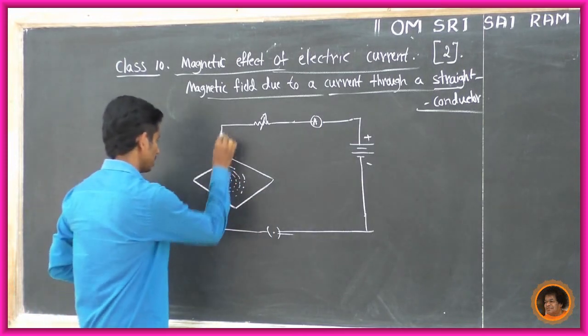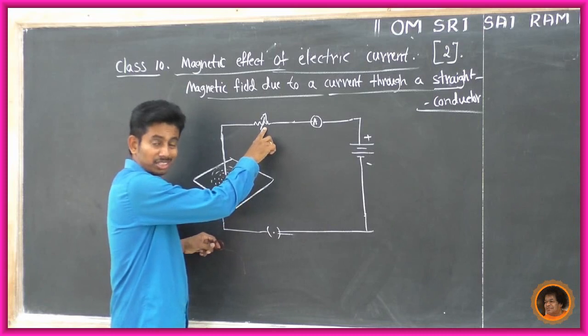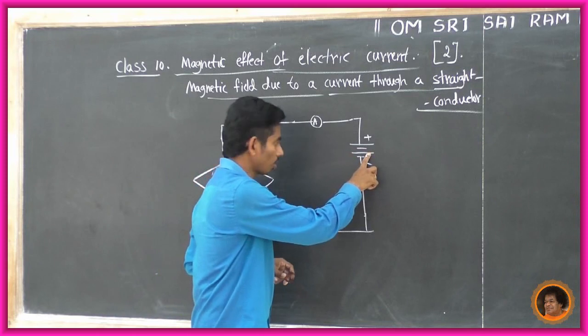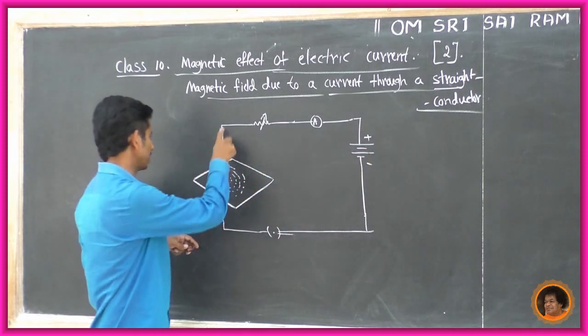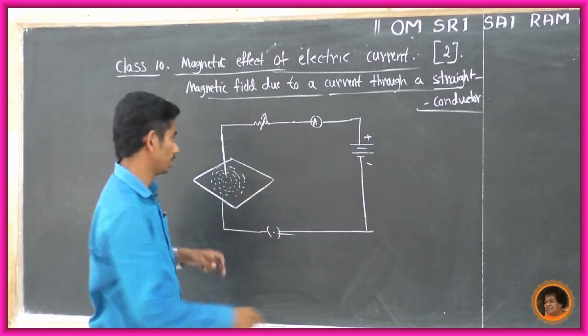This is a straight conductor. It is connected to a rheostat, so we can change the amount of current. Then there is an ammeter, this is the battery, and this one is the switch or key. The straight conductor is connected to the battery.